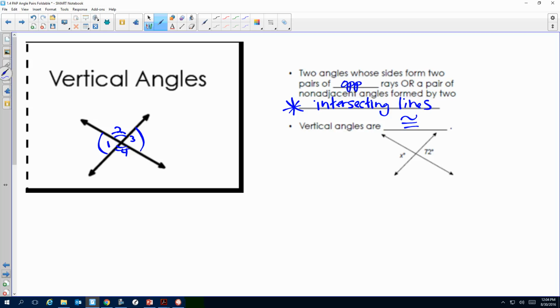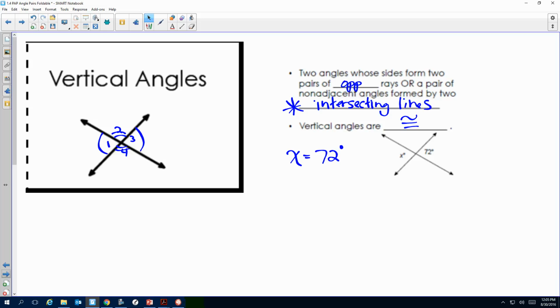Because if you look at our example here, isn't this angle x opposite, across from 72? So we already know x is 72 degrees, and we're done. Okay? So we're going to keep going because we got to 12:10 here. I know the bell rings off a little bit. This is what goes in the foldable.